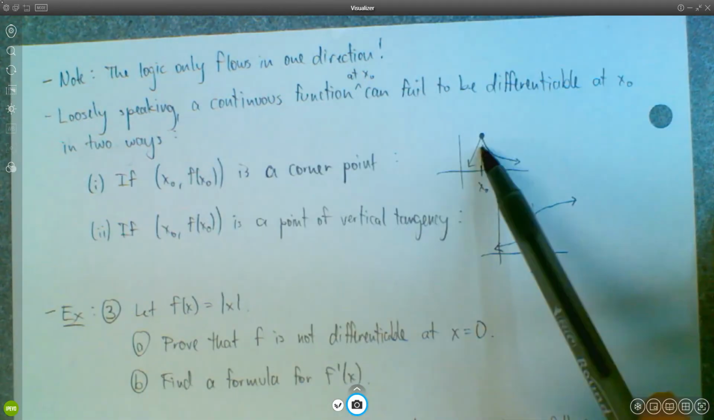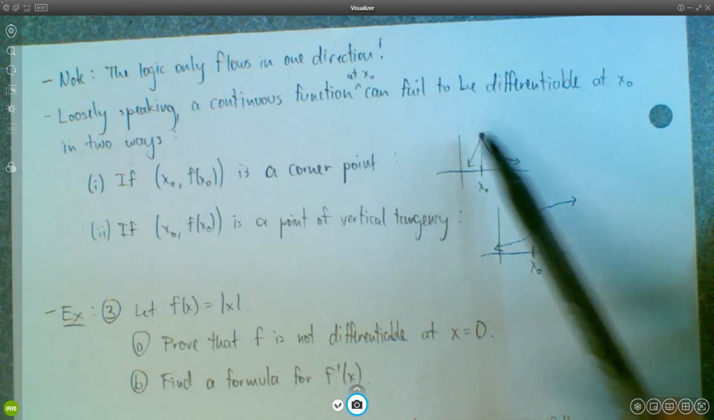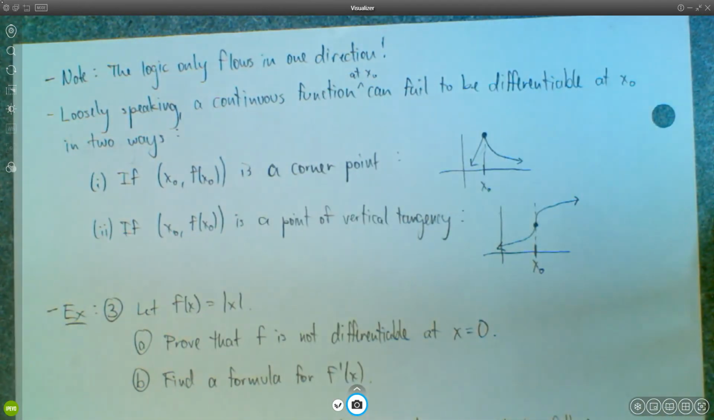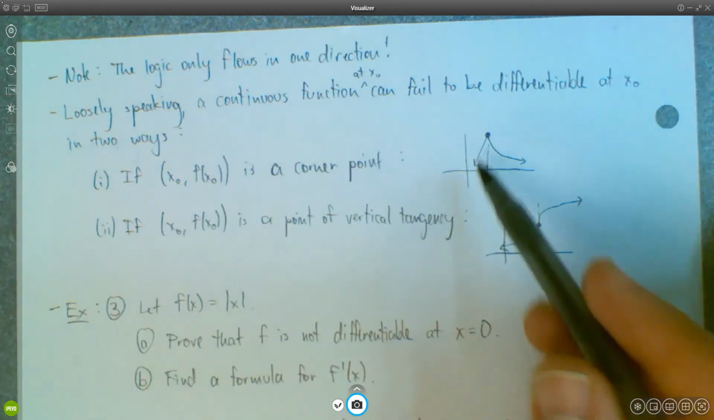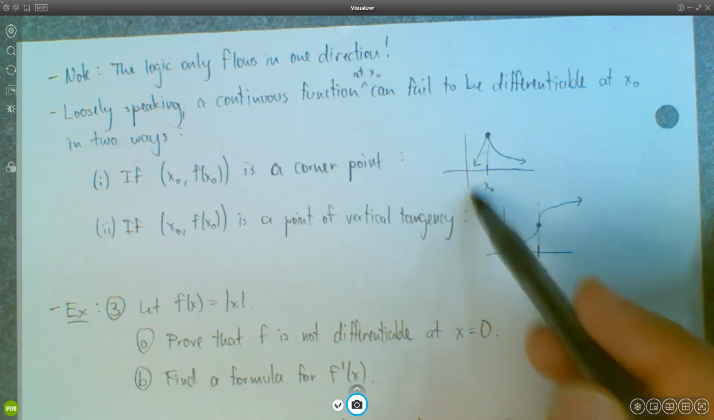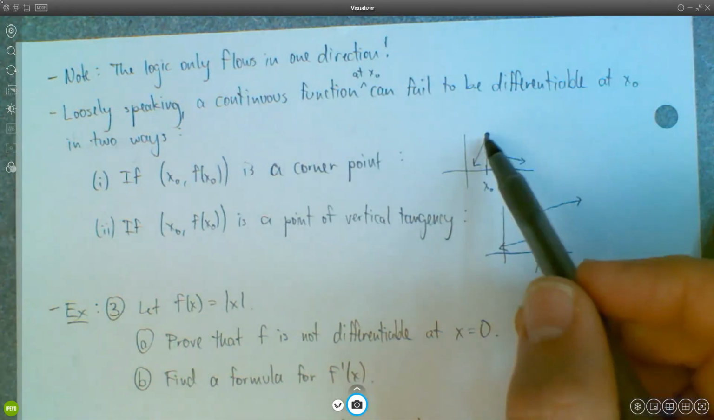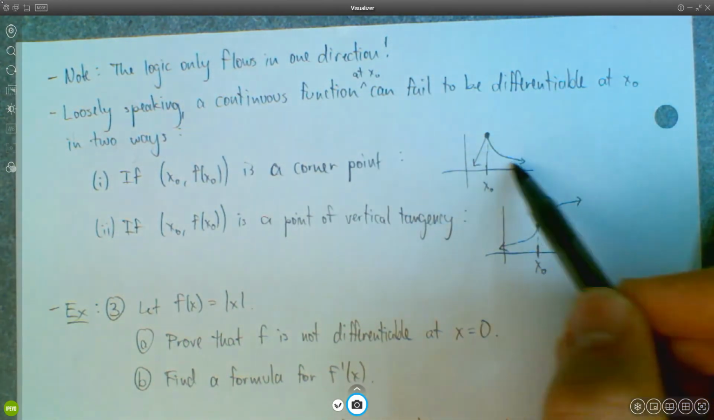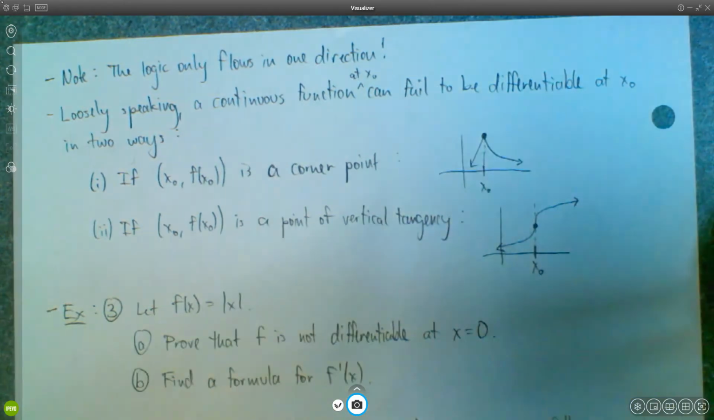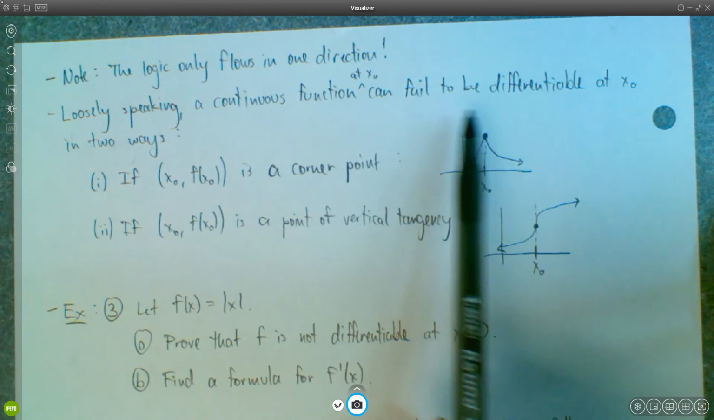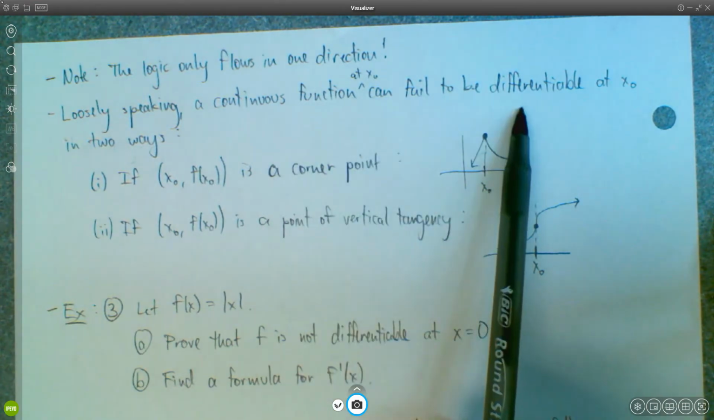A corner point is something like this. It's like this sharp corner in your graph. If you have any of those, then f is not differentiable at that point. The function's continuous there, but it's not differentiable there. So that's one way that you could have a function that's continuous but not differentiable.